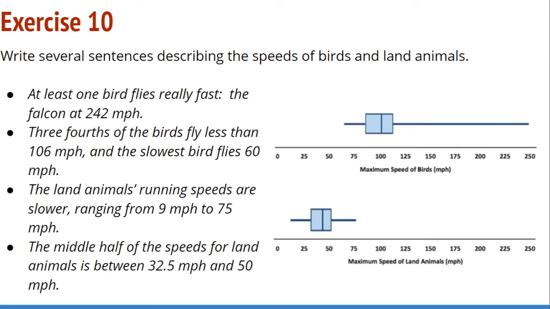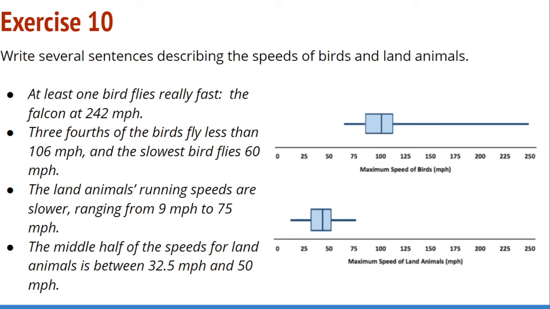So I can make some statements. At least one bird flies really fast, the falcon at 242 miles an hour. 3/4 of the birds fly less than 106 miles an hour. I've got 3/4 here because you'll remember that this is a fourth, this is a fourth, and this is a fourth. So 3/4 of the birds are less than 106 miles an hour. I can say that the slowest bird flies 60 miles an hour.